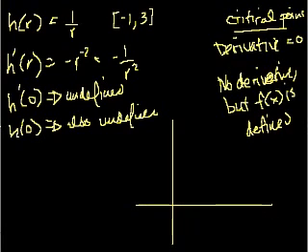This is the r axis, because this is a function of r. This is the h of r axis. So we're going to go from r equal to -1 to r equal to 3. And we could plot some points. What is h of -1? It's 1 over -1, so it's this point right here. And then what happens is we get to smaller and smaller negative numbers.